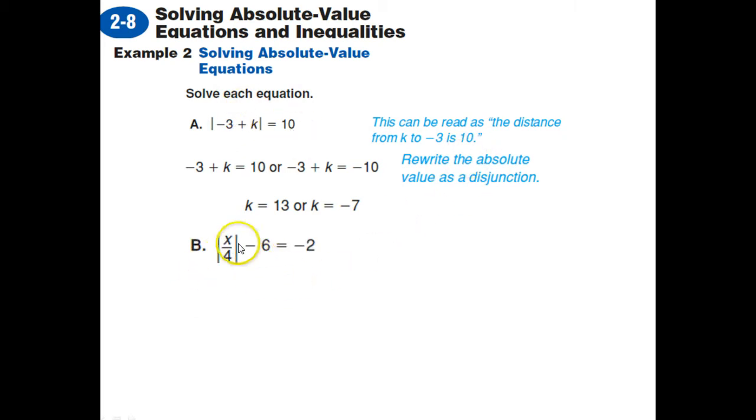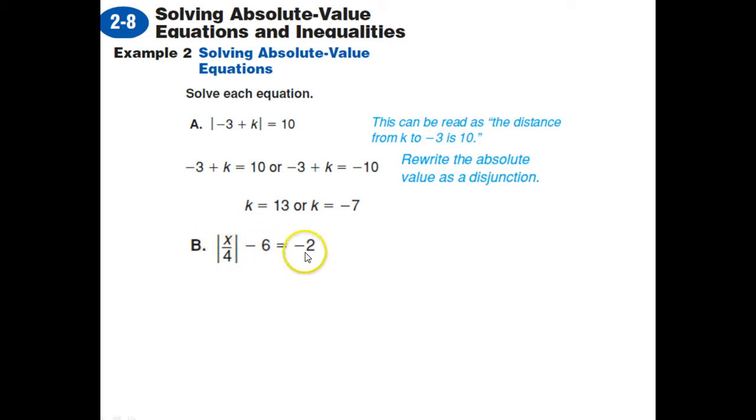Another problem that looks a lot like this one has the absolute value of x over 4, minus 6 equals negative 2. I cannot say this word enough, but you need to isolate, isolate, isolate. When I say that, I'm talking about the absolute value, because before you apply this step, you have to get this by itself.